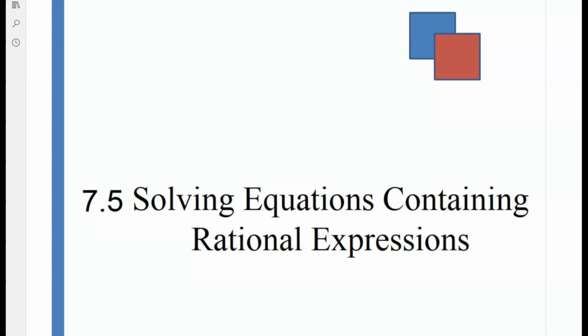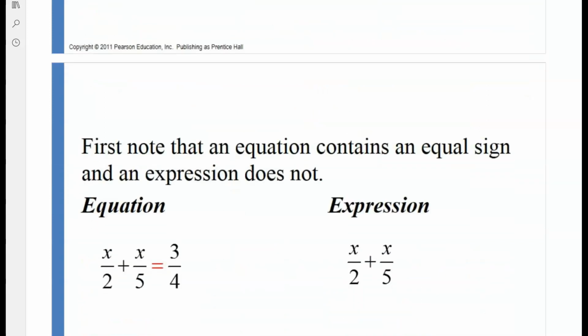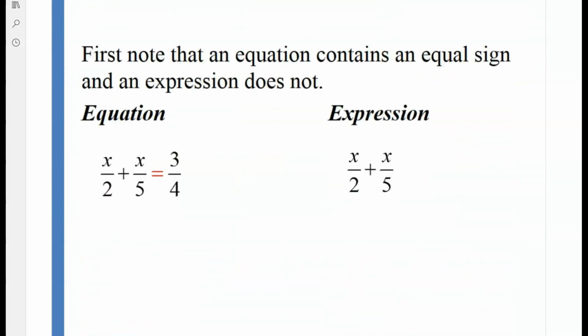So we're going to be solving equations that contain rational expressions. So far, we've been simplifying expressions or adding expressions or multiplying them, dividing them, things like that. The difference between an expression and an equation is that an equation has an equal sign in it. So you can tell right away with what you're presented with whether it's an expression or an equation.